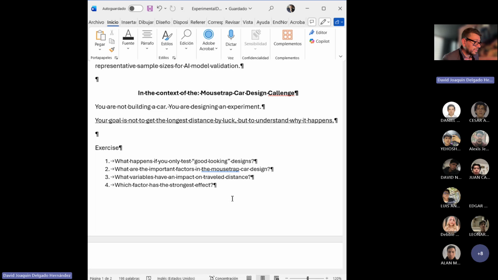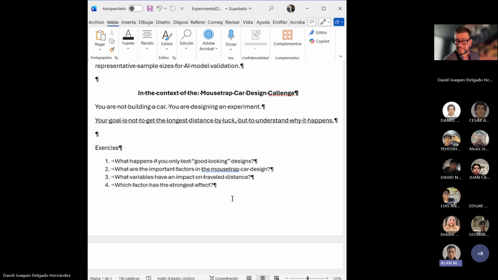what are the important factors in the mousetrap car design? The most important factors in the design are the lever arm length, the string length, and the chassis weight, since all of them directly influence how energy is transferred and how efficiently the car moves. Okay, perfect. Question number three. What variables have an impact on traveled distance?